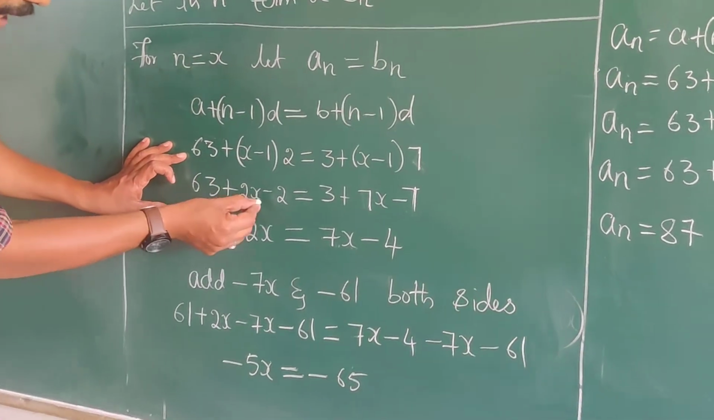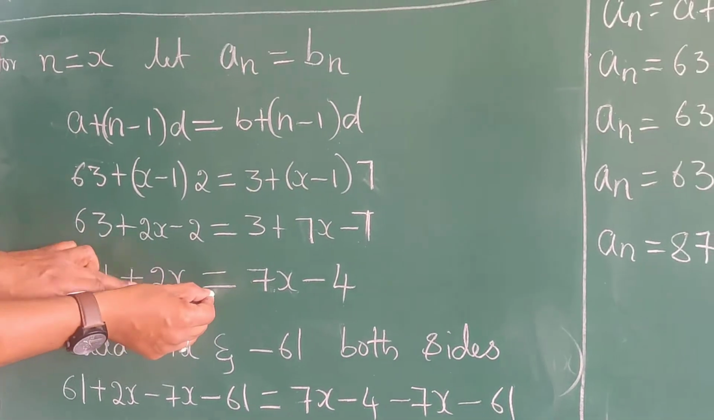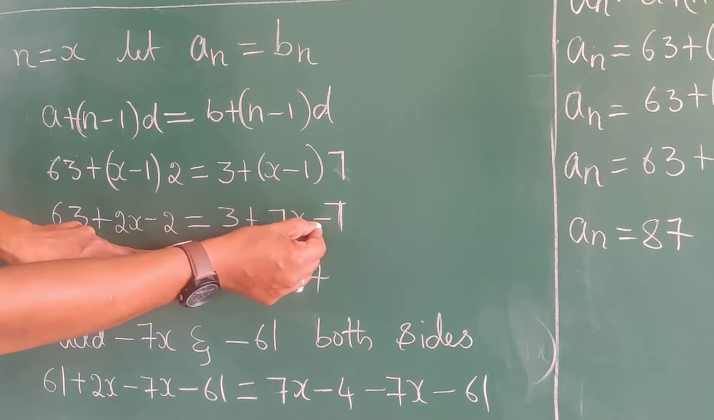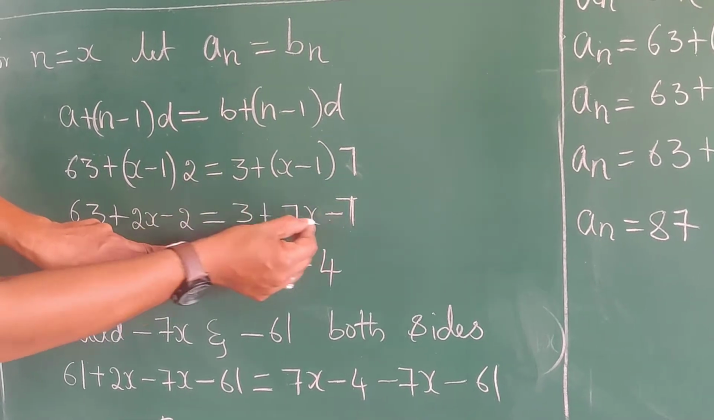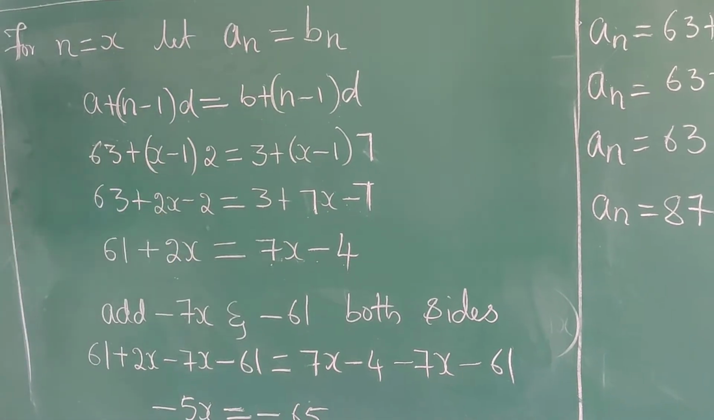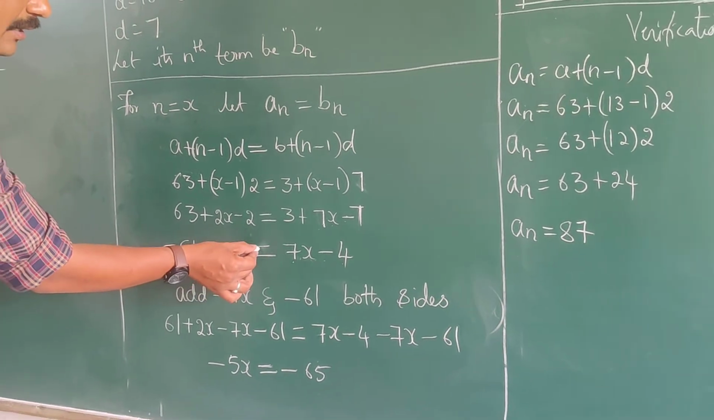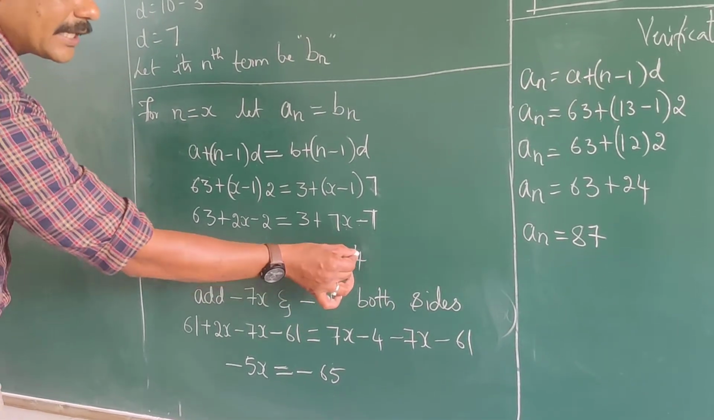Now 63 minus 2 is 61. 2x remains as it is, equals 3 minus 7, which is minus 4, plus 7x. 7x remains as it is. What we got is 61 plus 2x is equal to 7x minus 4.